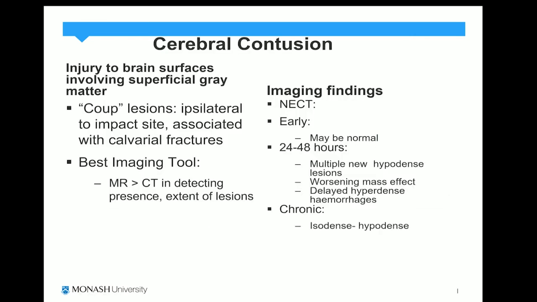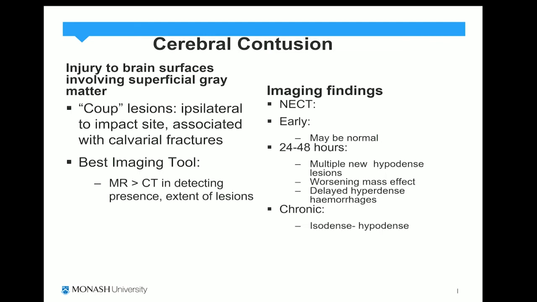So contusion, this is an injury that involves the surface of the brain. It's also known as coup lesions, so that it impacts the side, or ipsilateral side, where the trauma has taken place, and it's associated with fractures of the skull. This can be quite subtle, and it's sometimes not visible in the first couple of hours, and therefore if the CT scan is normal and there's a high suspicion, then an MRI should be done so that it can detect the presence and the extent of lesions.